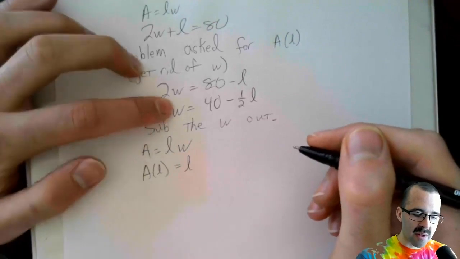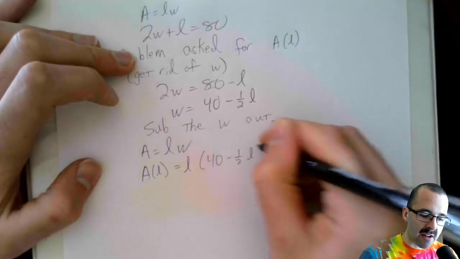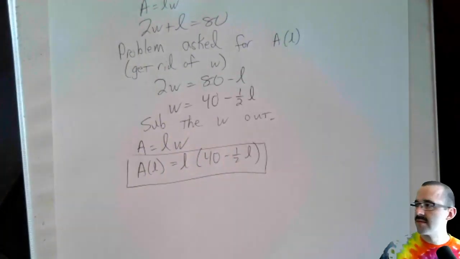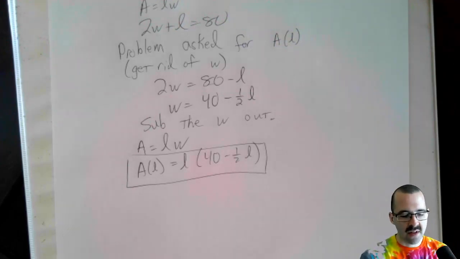Length times the width. Well, what is the width? The width is 40 minus 1/2 L. We have solved the problem. If you distributed this, that would be good. But we don't have to.